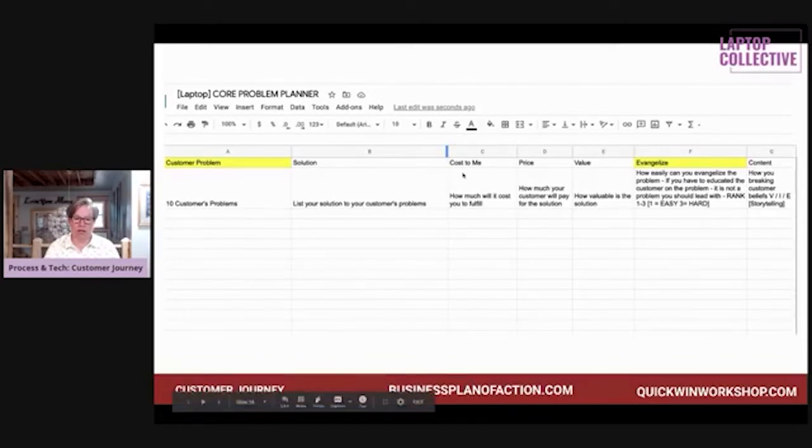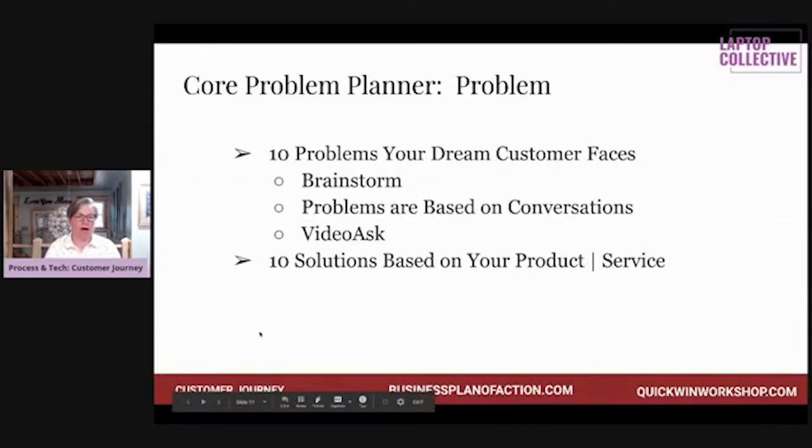We're going to go over cost here in just a second. Cost is cost to me. It is cost for the price, and it is value. We're going to talk about evangelizing here in just a minute, and then we're going to talk about content. And look, VIE, and we're going to get into storytelling. So let's just keep going. In the core problem planner, 10 problems that your dream customer faces. So again, I got ahead of myself.